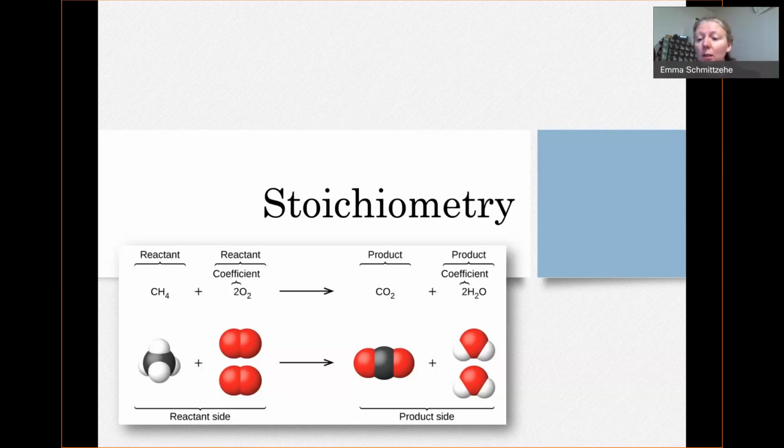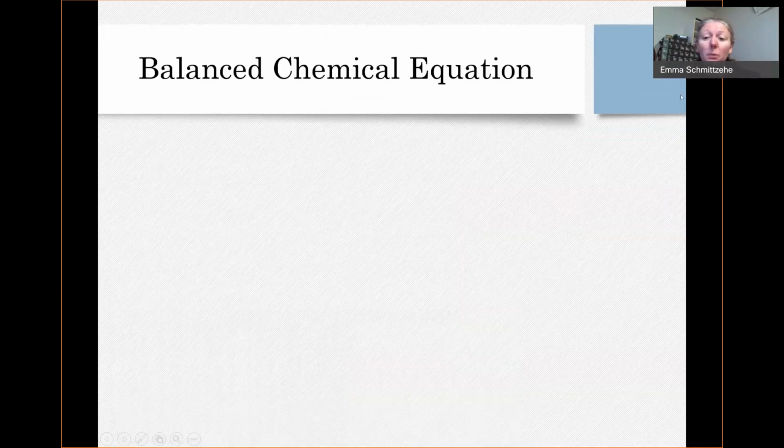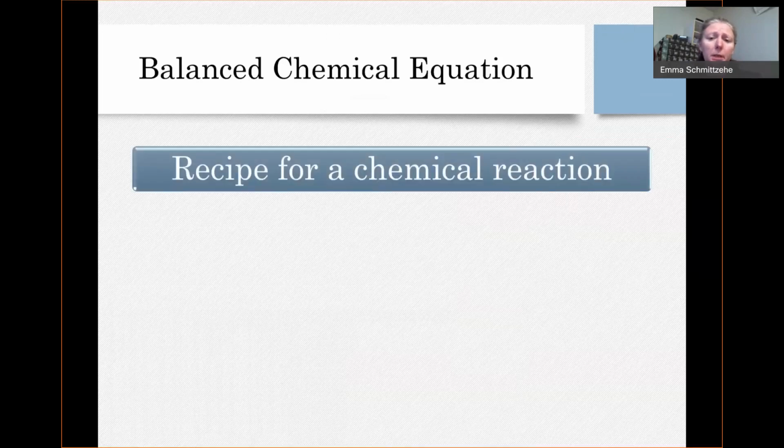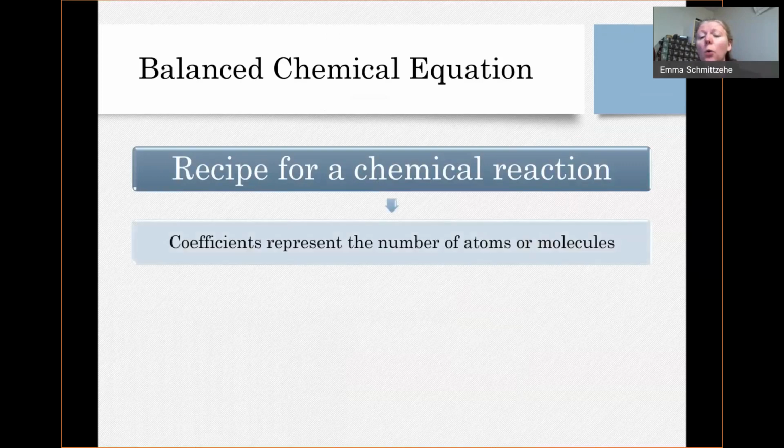Now, the first thing is you need a balanced chemical equation. Okay, and so the balanced chemical equation is essentially your recipe. It's your recipe for the chemical reaction. And the coefficients in the balanced chemical equation represent the number of atoms or the number of molecules that you need to do this reaction and how much stuff you would get from this reaction. So it's all of the coefficients. If there's not a coefficient, remember that is a 1.